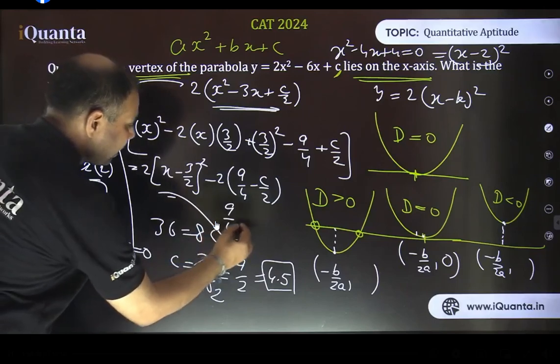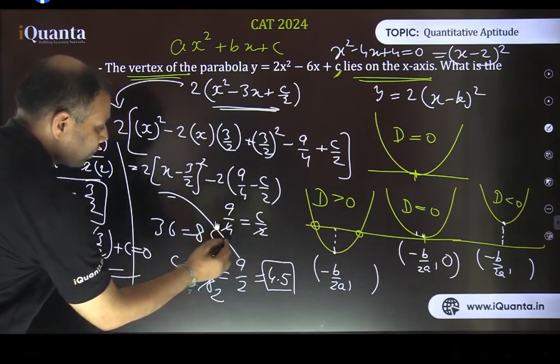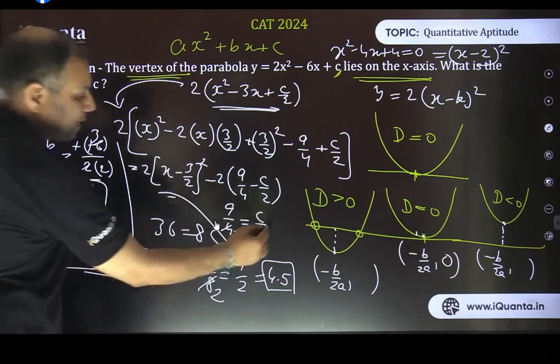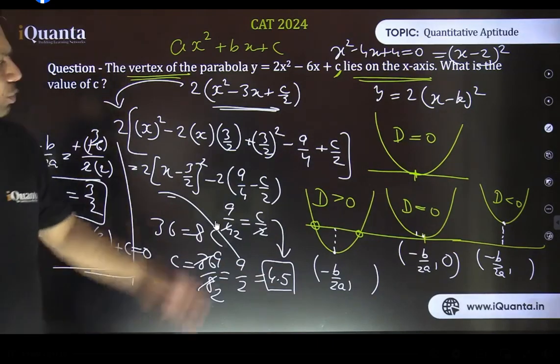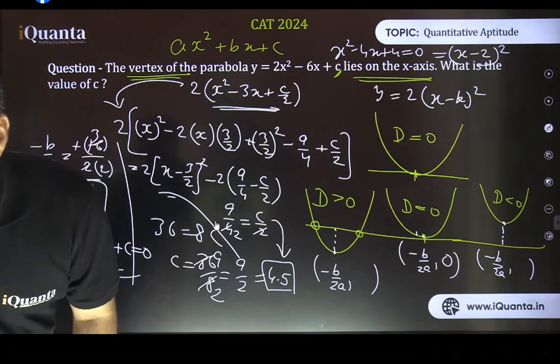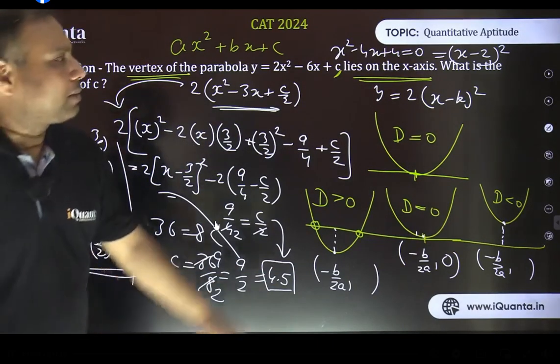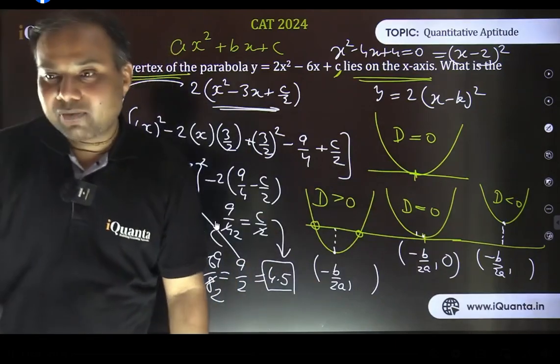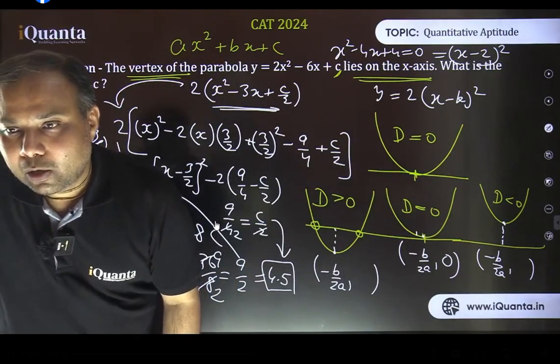That 9 by 4 equals c by 2. So 2 and 2 cancel, 2 by 2 is 4. So c comes out to be 9 by 2 or 4.5. Fine. So this completing the square we have also done earlier. The significance of a perfect square is that we are going to have one root. That's the significance. Okay, let's move further now.